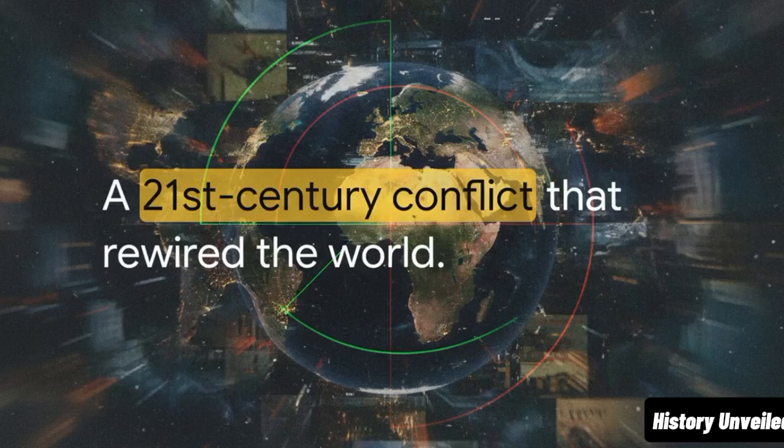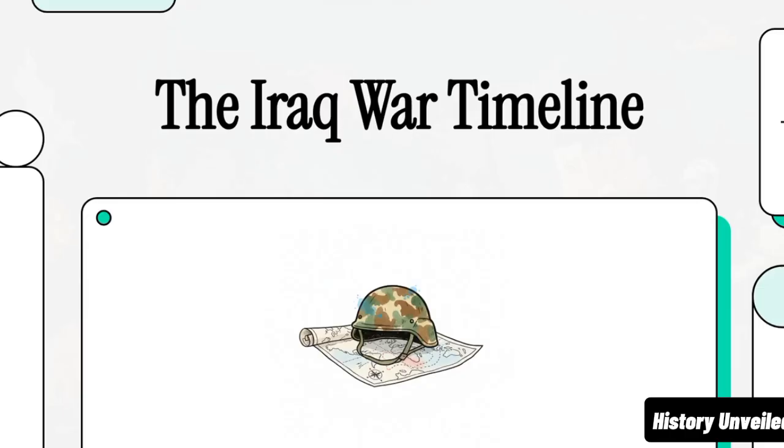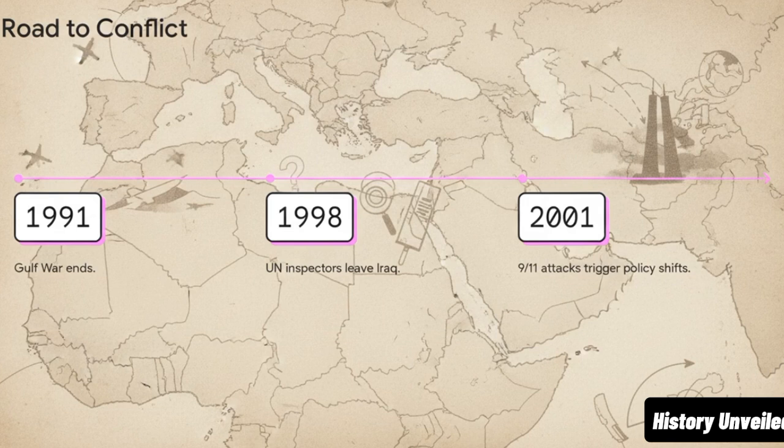A 21st century conflict that completely rewired the globe. I mean, the borders, the alliances, and the politics of the modern world were just fundamentally reshaped by what we're going to look at today. Welcome to this explainer. Today, our mission is to break down the complex timeline of the Iraq War. We're keeping it strictly chronological, moving from the fallout of 1991 right on through to how it literally built the modern Middle East. Okay, let's dive right into this.